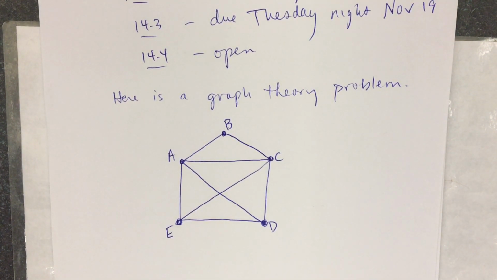Here's a graph, and your job is to trace through this graph without lifting your pencil from the page, without going over an edge more than once. Start and stop at the same place. I will write that. I will give you a few minutes to think about it. I will ask for a solution.